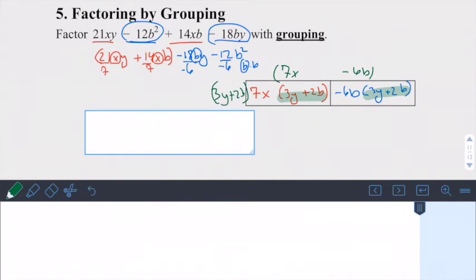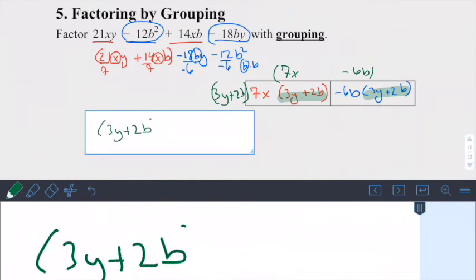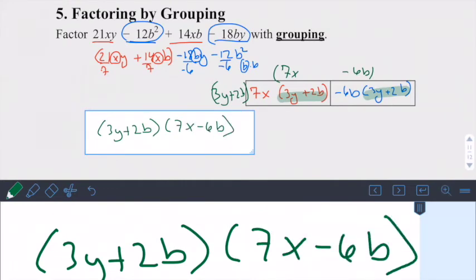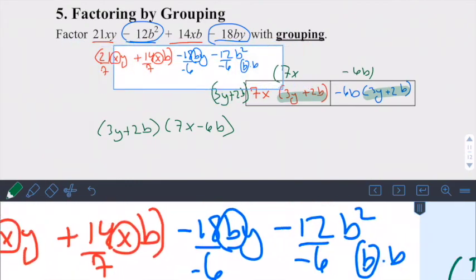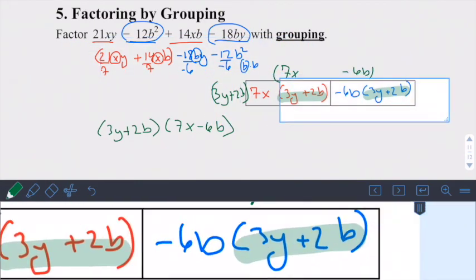So completely factored is 3y plus 2b times 7x minus 6b. Okay, that's pretty extreme, so the main idea is you're going to have to play with the order a little bit so you can do your grouping.